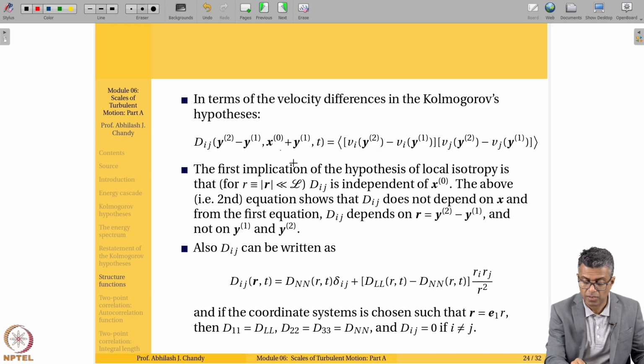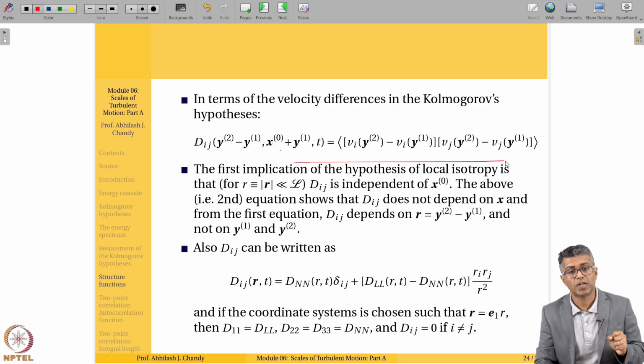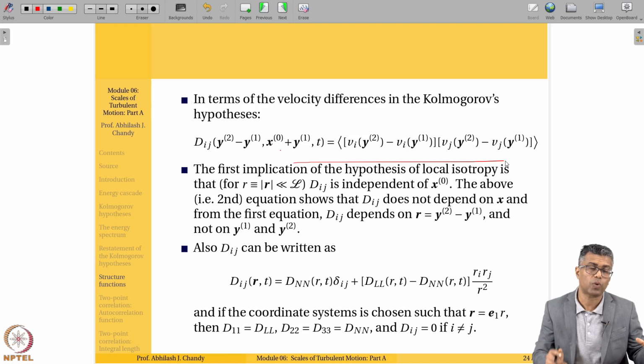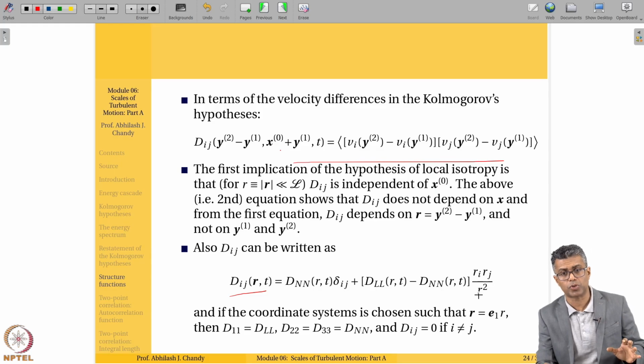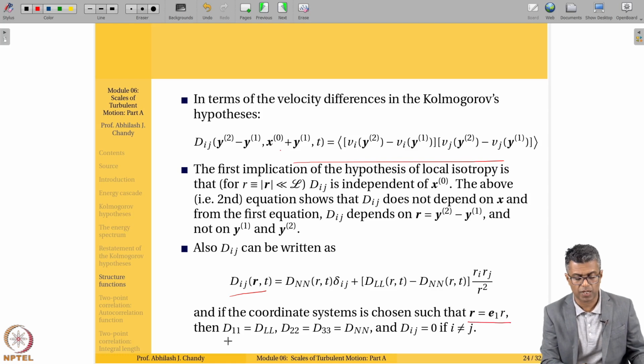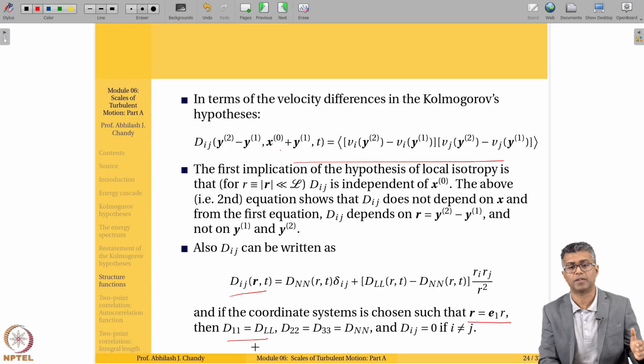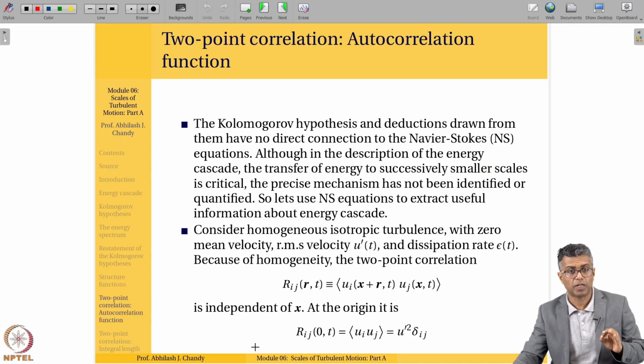This equation here shows that Dij does not depend on x, and from the first equation Dij depends on only r and not on y1 and y2 separately, r meaning the difference between the two spatial points. You can also write Dij(r, t) as Dnn(r, t) times the Kronecker delta, plus (Dll minus Dnn) times ri rj divided by r squared. And if the coordinate system is chosen such that r is equal to e1 r, then D11 is equal to Dll, D22 is equal to D33 is equal to Dnn, and Dij is equal to 0 if i is not equal to j. So if you choose your coordinate system in such a form, you can derive this. Okay, so that is with respect to the structure function.